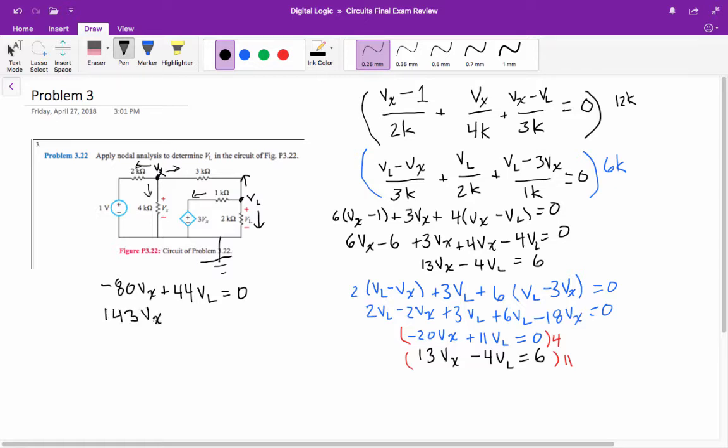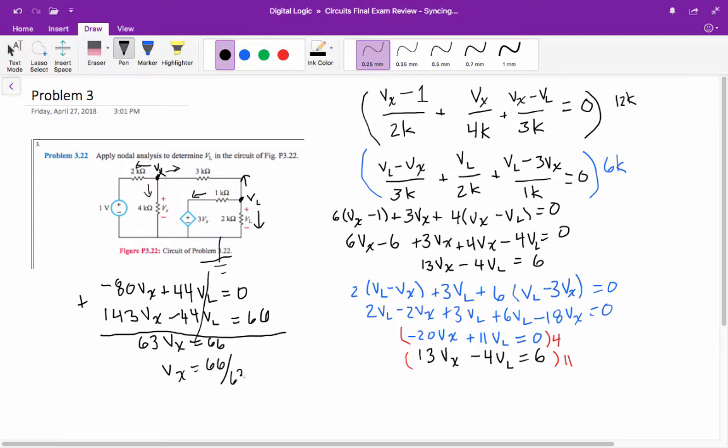And the bottom equation, 11 times 13 is 143Vx minus 44VL equals 66. So add these two equations together. These cancel. And 143 minus 80 is 63. So 63Vx equals 66, or Vx equals 66 over 63, which equals 1.0476.